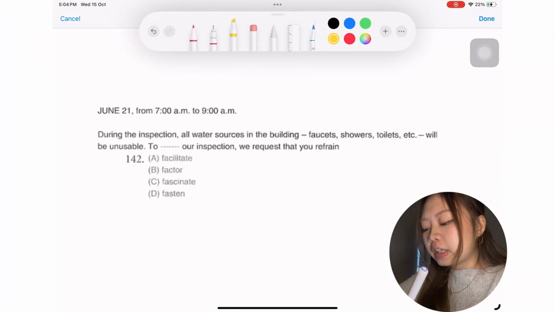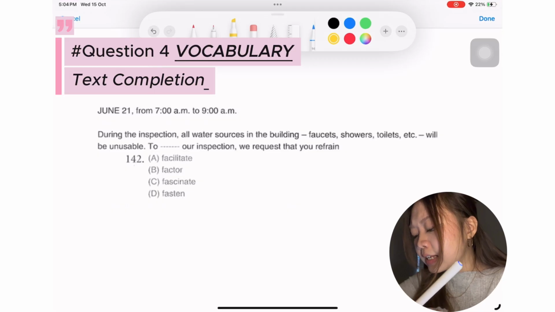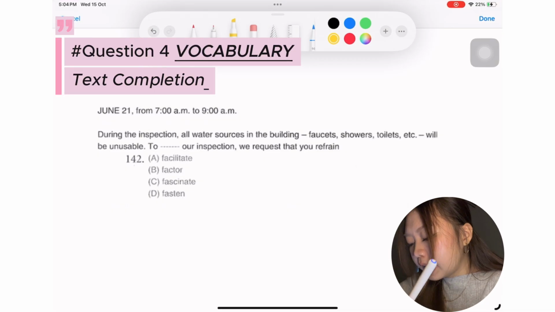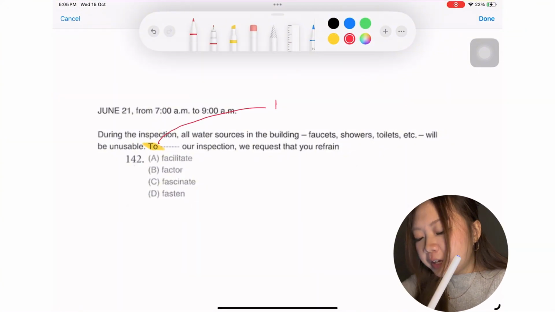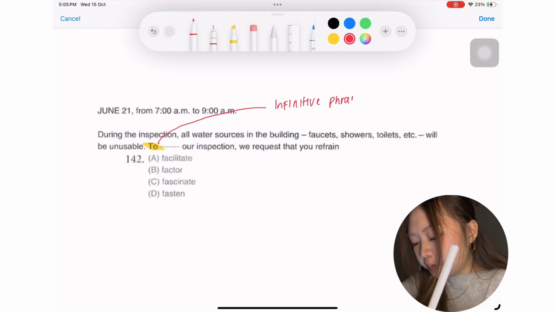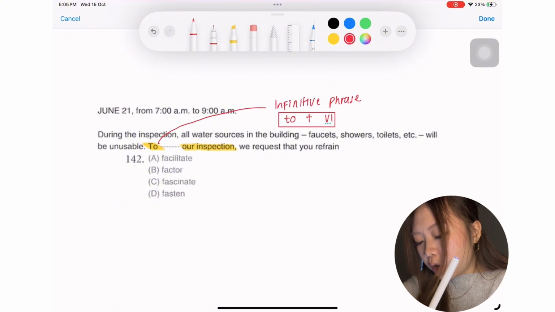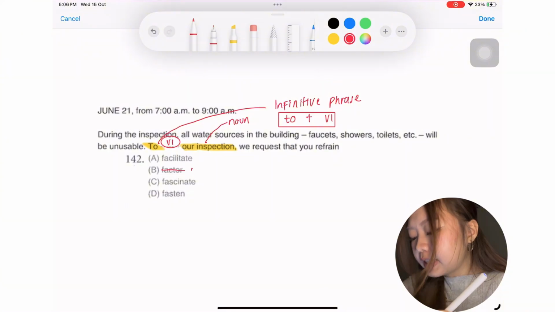Now, let's look at our next question from the text completion section. This part tests not only your grammar but also your understanding of meaning and vocabulary. Let's read the sentence. Here, the word to is part of an infinitive phrase, not a preposition, because it is followed by a base verb, not a noun. You can also use the word inspection as a clue. It's a noun phrase, so the blank must be a verb that makes sense with it. Looking at the options quickly, B, factor, is definitely wrong because it's a noun.